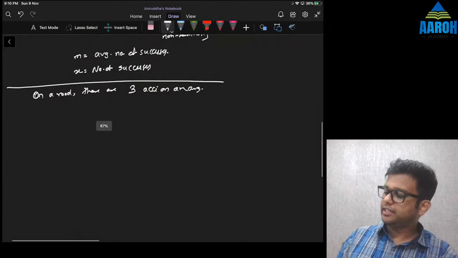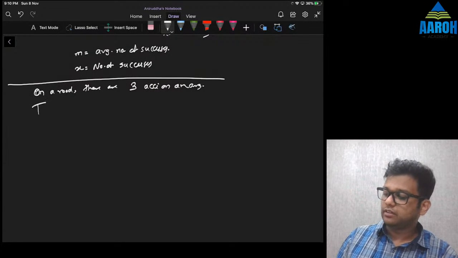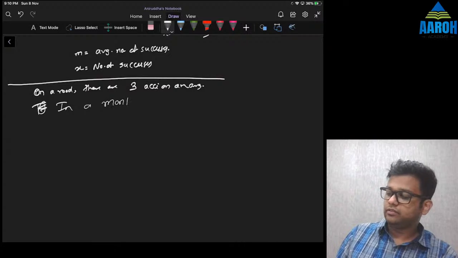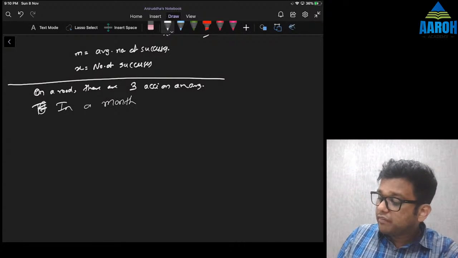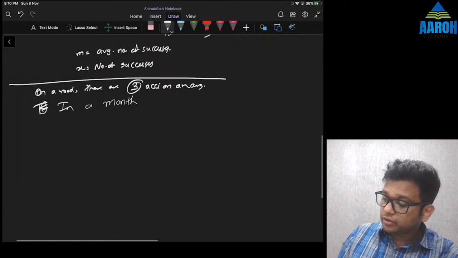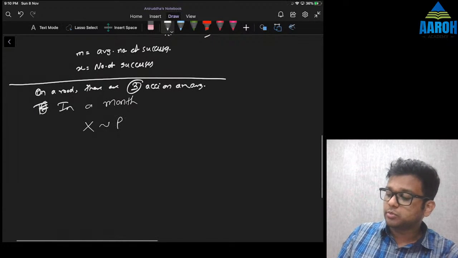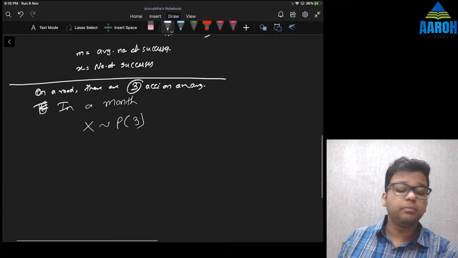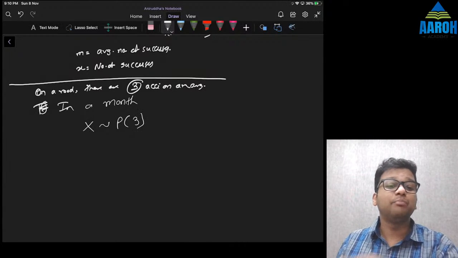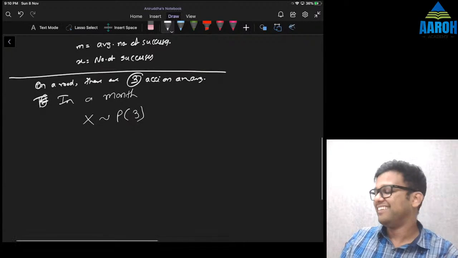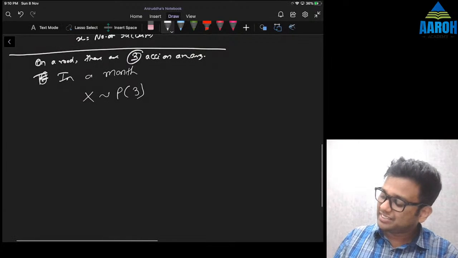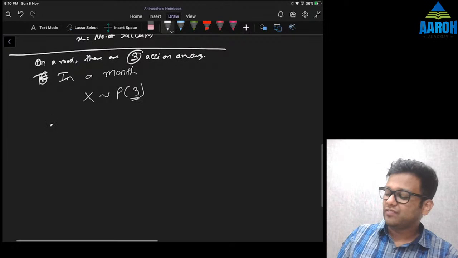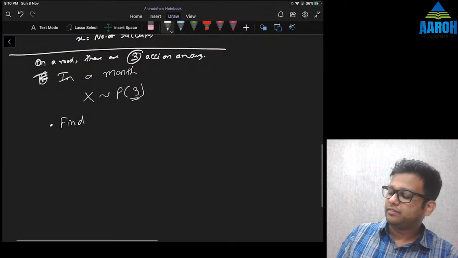On the road, there are 3 accidents on average in a month. That means the average number of accidents is 3. So if we want to model this using Poisson distribution, we have to take its parameter as 3. Okay, not perimeter, parameter as 3.